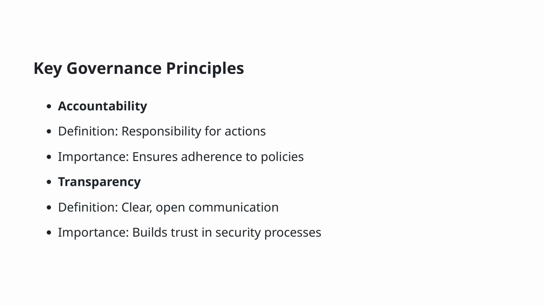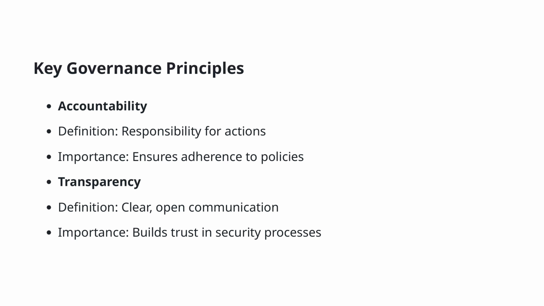On this slide, we'll focus on two key governance principles: accountability and transparency. Accountability refers to the responsibility individuals or groups have for their actions within an organization. This principle is vital because it ensures that everyone adheres closely to the established policies and security measures. By holding individuals accountable, organizations can enforce a culture of compliance and responsibility.